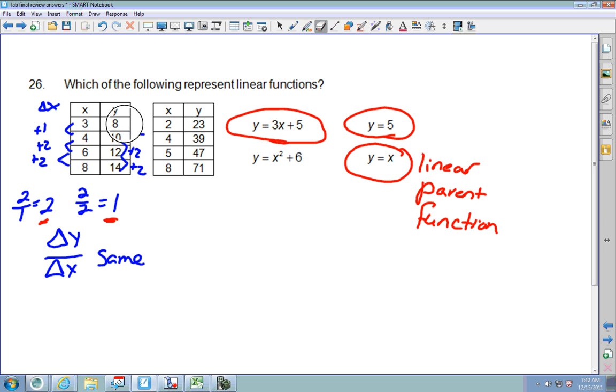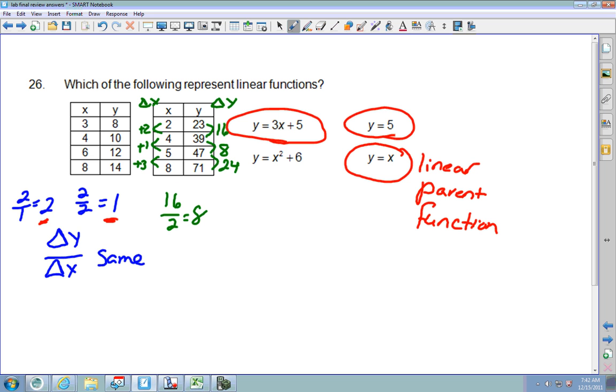Okay, well, let's see if this next one is, over here, this next table. Let me erase this to give me room. Delta y, the change in y. What is that, 16? What is that one? That's 8. And 24. Delta x, plus 2, plus 1, plus 3. 16 divided by 2 is 8. 8 divided by 1 is 8. 24 divided by 3 is 8. Okay, all of these are the same. So yes, this table is linear.